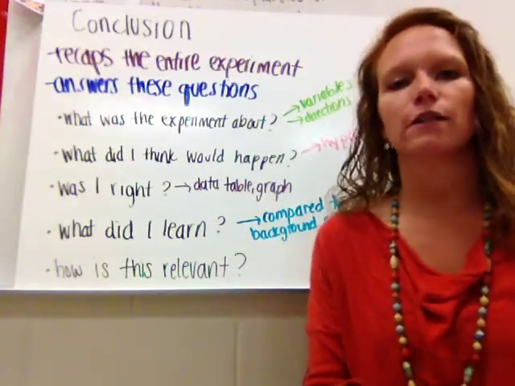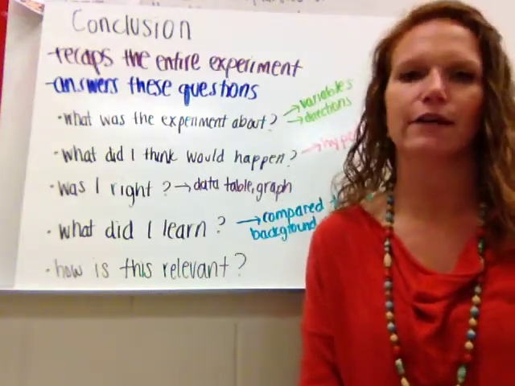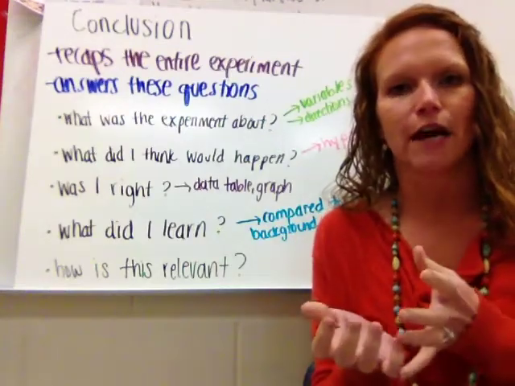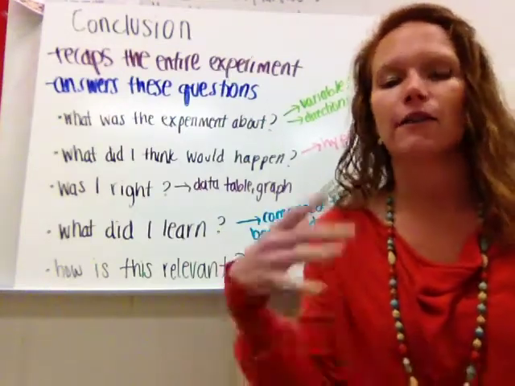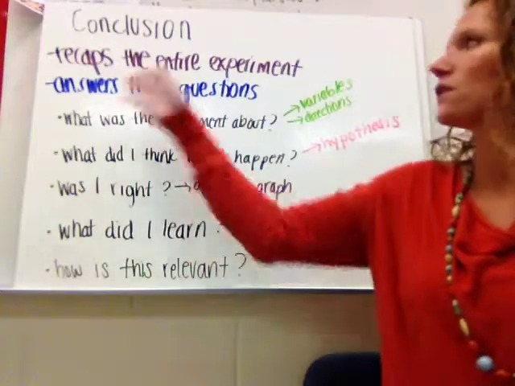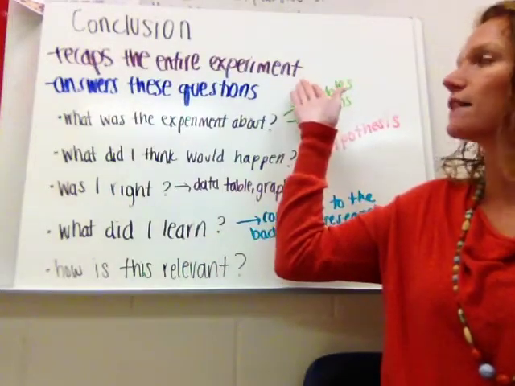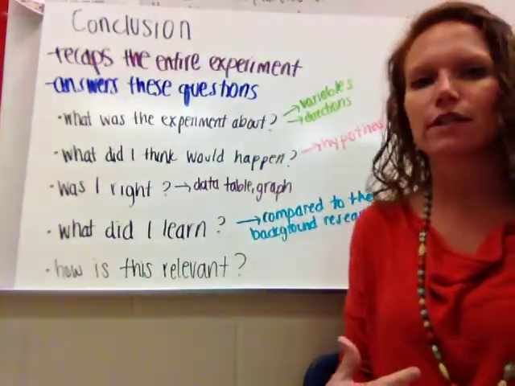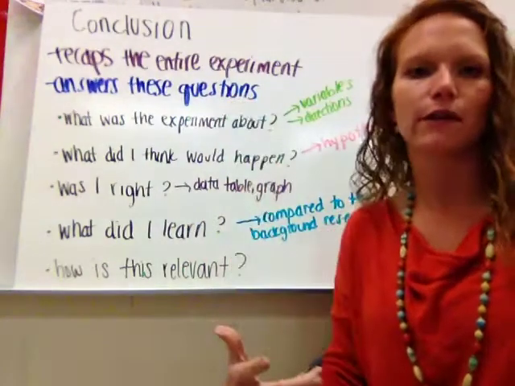Conclusions. Like we talked about before in the scientific method video, conclusions sum up the entire experiment, and they're based on the different pieces of the experiment. Like I said, conclusions recap the entire experiment. And what a conclusion does is it answers all of these questions about the experiment.